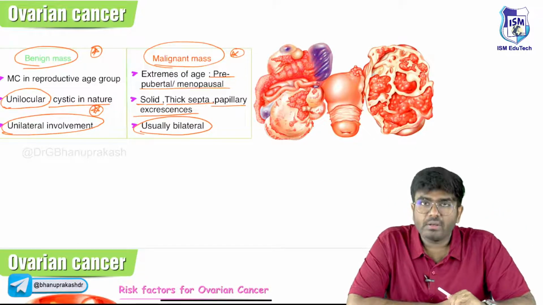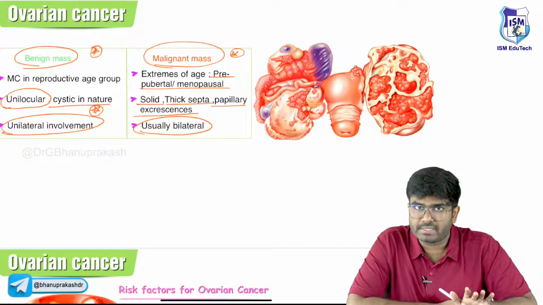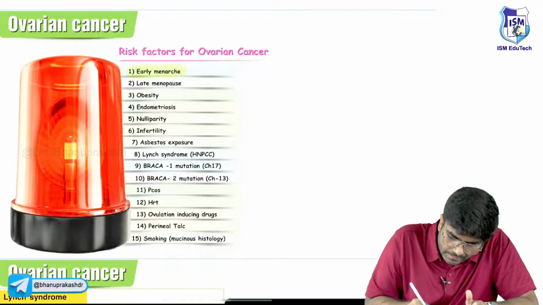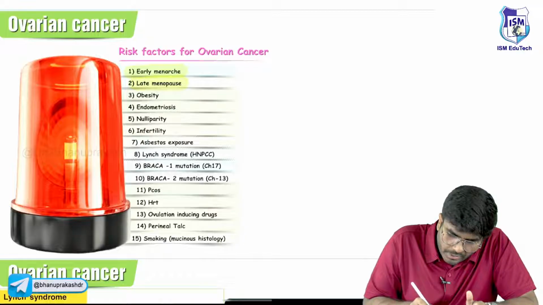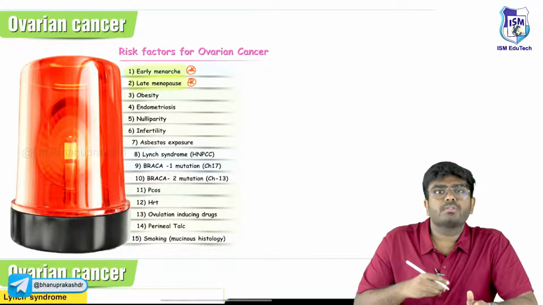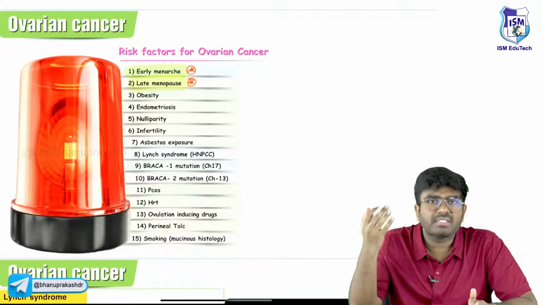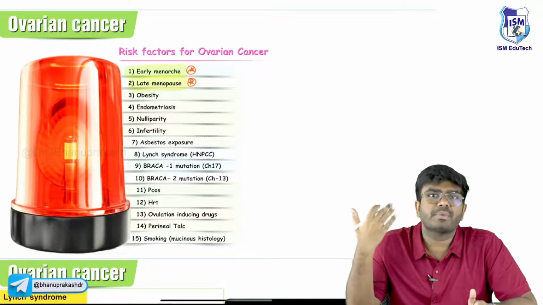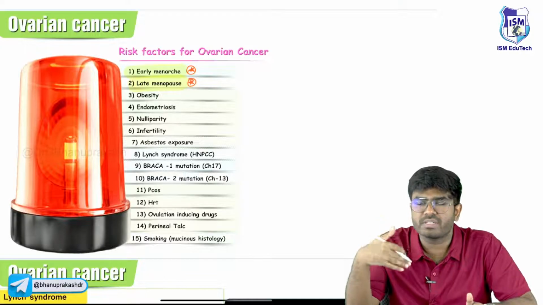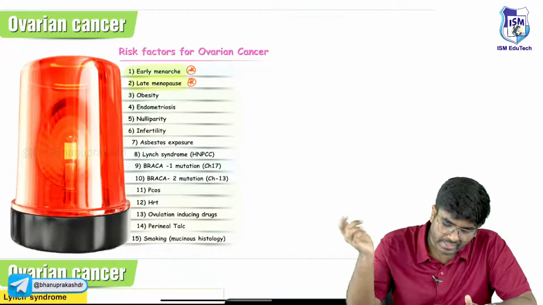Now, having said that, let's see what the risk factors for ovarian cancer are. Who will get ovarian cancer? Which females? Important for pathology. The risk factors include early menarche or late menopause. Just keep it simple: the more times ovulation happens, the more work on the ovaries. More menstrual cycles means more stress, and that can lead to ovarian cancer.